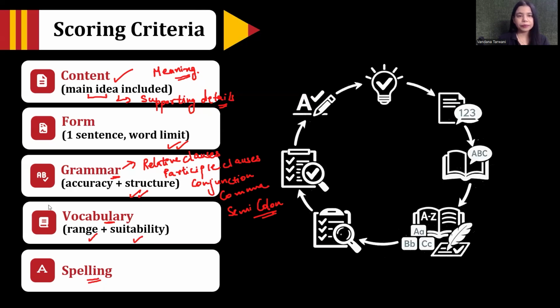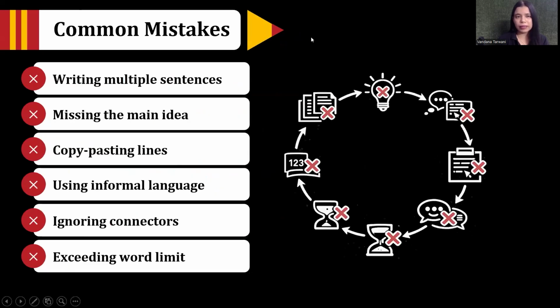Let's proceed. Right, these are some common mistakes that you need to avoid. Writing multiple sentences is a major no-no.